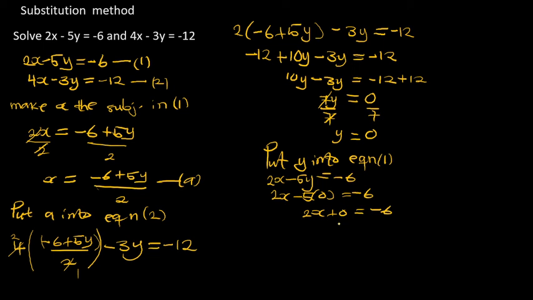Now 2x equals minus 6. Let's divide through by 2 so we can get our x. The 2 is cancelling out, so we have x, and then 2 will go into minus 6 minus 3 times. So x is equal to minus 3. So that is pretty much simple. So we know that x is equal to minus 3, and our y is equal to 0.